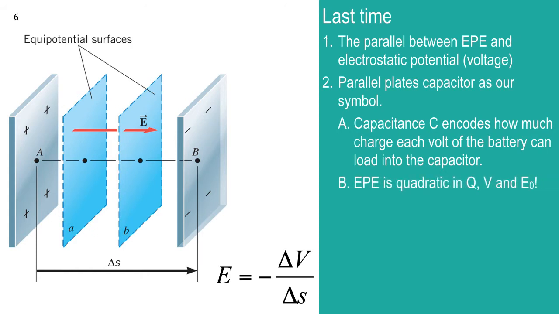We found that the electrical potential energy and the potential itself, the voltage, is quadratic in the charge, in the voltage, and in the central field, E0. That's the symbol we use for that. So when I say quadratic, that means the potential energy is something times Q squared, something else times V squared, and something else again times E0 squared. We went over that yesterday on the document camera.